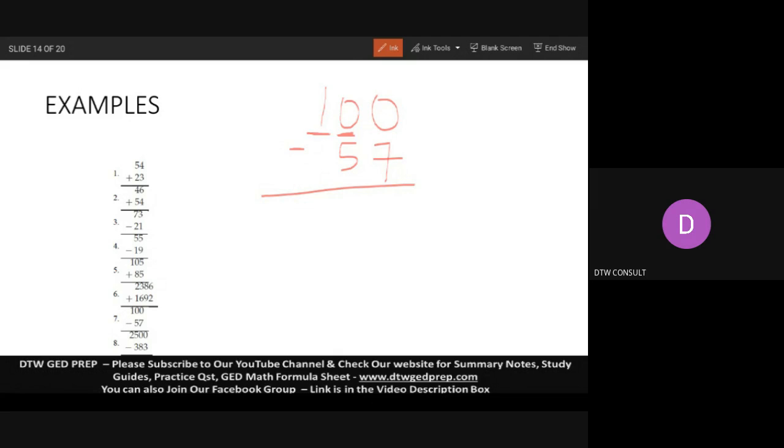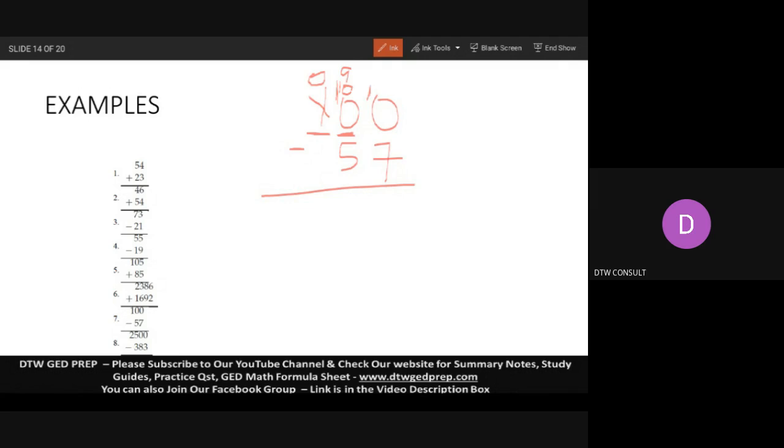When we borrow 1 from this digit, once we borrow 1 from 1, what is left is 0. We add that 1 to this 0. That one we borrowed is 10. But remember, we are going to the ones position, so we still have to borrow 1 from 10 to make it 9. So we borrow 1 from 10, we have 9 here. We now add that 1 here, so we have 10.